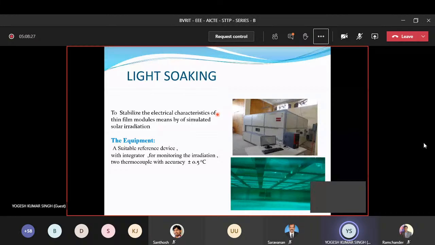The second requirement of the system is the pre-feasibility study. What is the meaning of pre-feasibility study? The most important thing in the pre-feasibility study is a shadow-free area, where you want to install your solar power plant. No shadow should fall on that particular area. Small power plants like 5 kilowatt, 25 kilowatt, and 50 kilowatt can be installed anywhere.